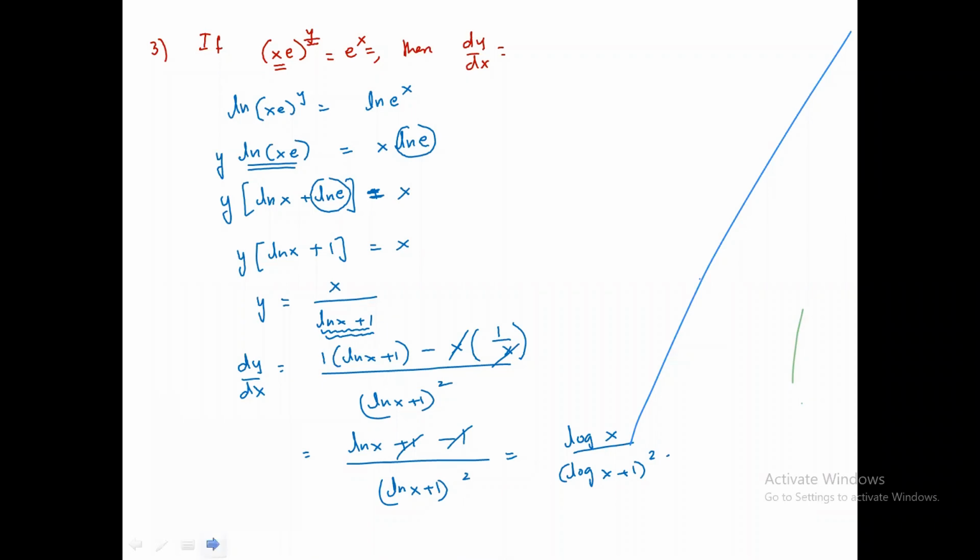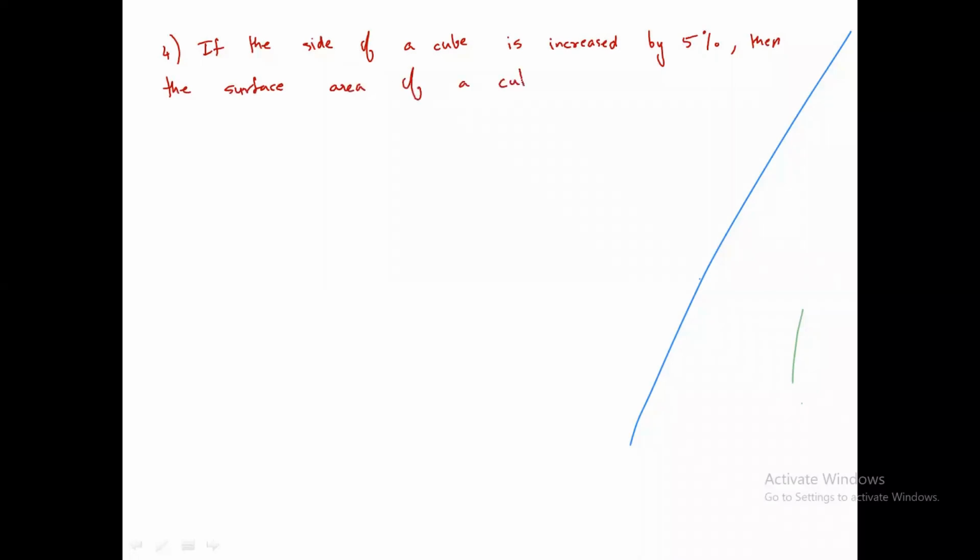We can go to the next question. That is question number 4. If the side of a cube is increased by 5%, then the surface area of a cube is increased by. The answers are given.